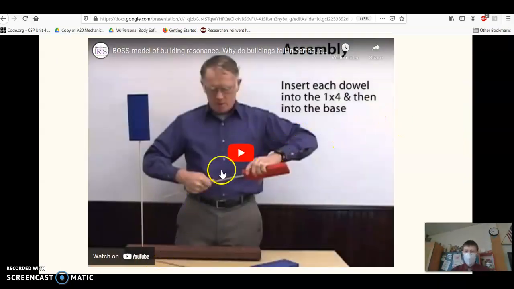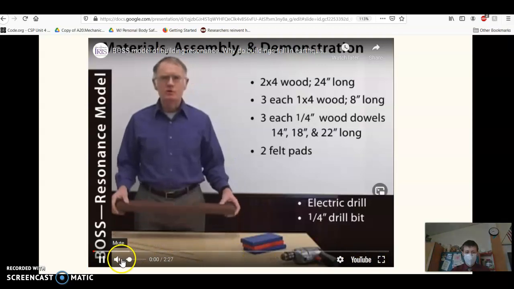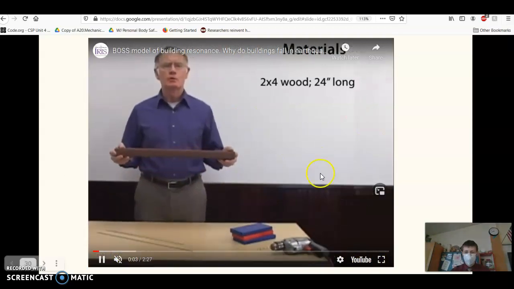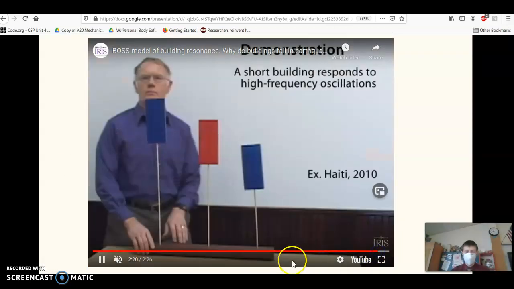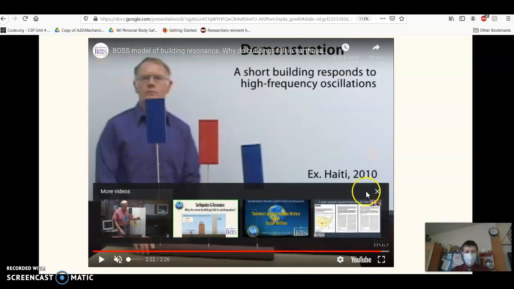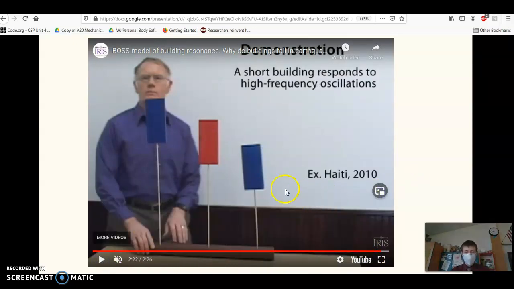So this is a demonstration. I'm not going to play the whole thing for you, but I highly recommend you watch the video on your own. It's posted in 9CPS. But real quick, this is the boss model, and the idea is if you shake this very slowly, the large, taller building is going to sway, while the other two don't really move that much. Then you can change the speed of your oscillation to make just the middle building shake, and then if you shake it really fast, just the small building will shake.